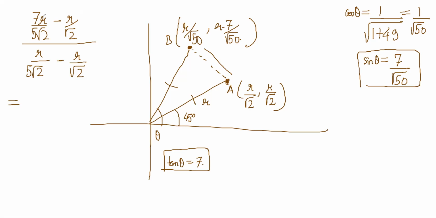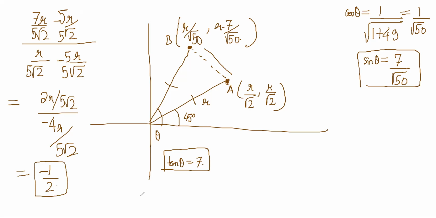That is the slope. So this becomes 5R by 5 root 2, 5R by 5 root 2. This is 2R by 5 root 2 divided by minus 4R by 5 root 2. So minus half, right? You could do it in multiple ways, but this is obvious only. Find the point and do the slope.